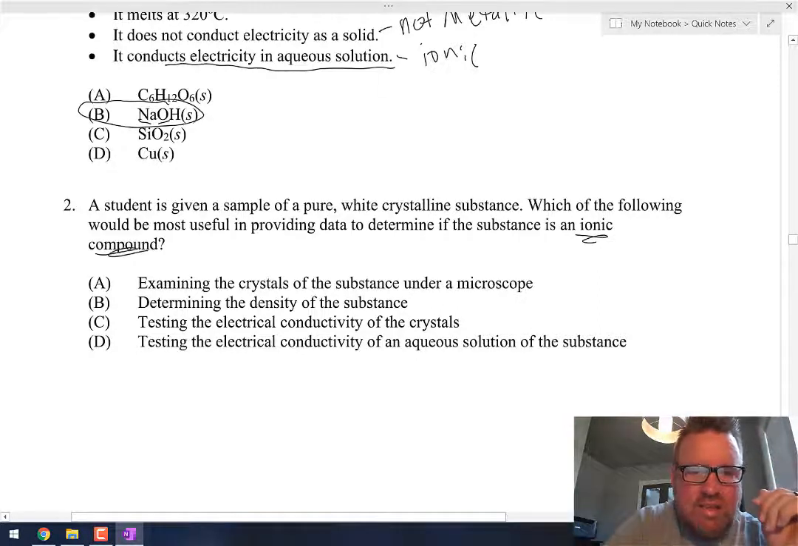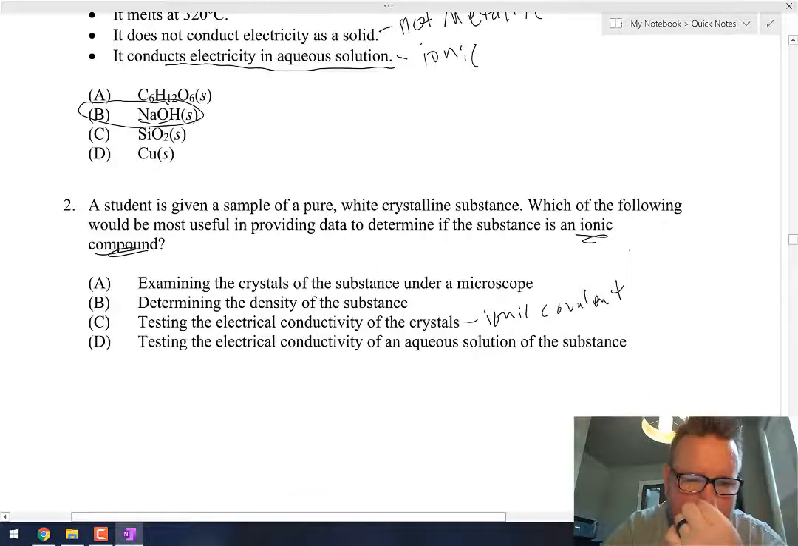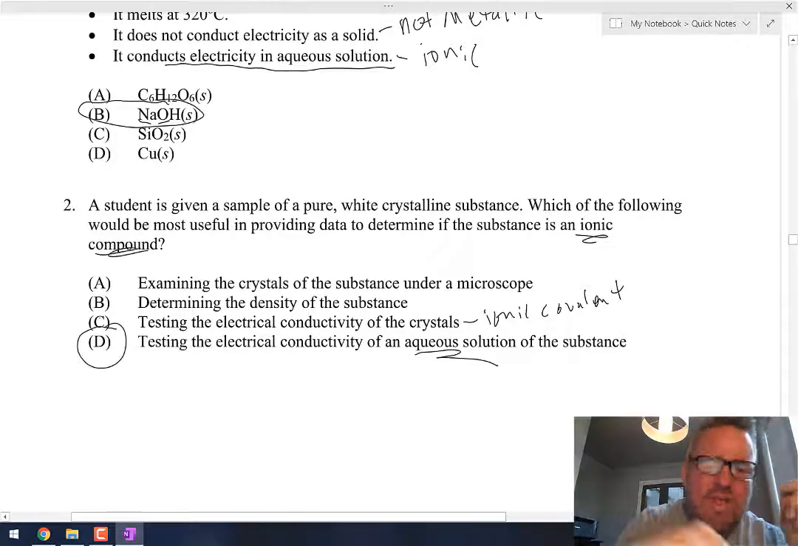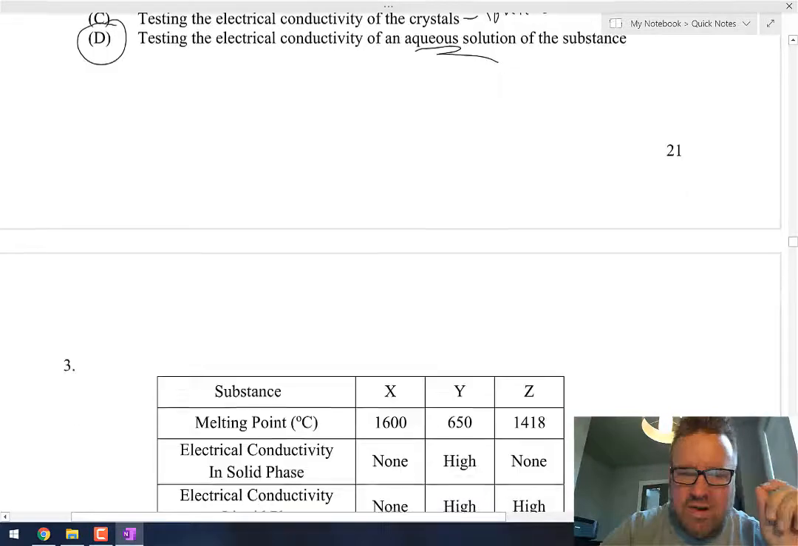C, testing the electrical conductivity of the crystals. The problem is ionic and covalent both do not conduct electricity as a solid, so that really wouldn't help us. Testing the electrical conductivity of an aqueous solution, though, basically the same answer as before. That's going to tell you whether it's ionic or not.